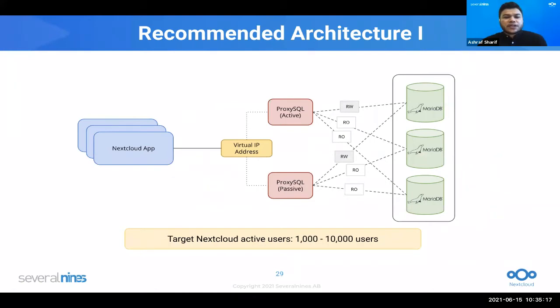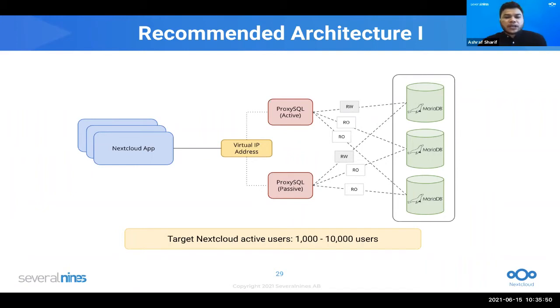So this architecture diagram illustrates the recommended architecture for our database and load balancer tiers for 1,000 to 10,000 Nextcloud users. We have a 3-node active MariaDB cluster in one network segment, with active-passive ProxySQL nodes in front of the database cluster for query routing and load balancing. ProxySQL should be configured with read-write splitting by sending all writes to a single Galera node, and the reads can be distributed to the remaining nodes.